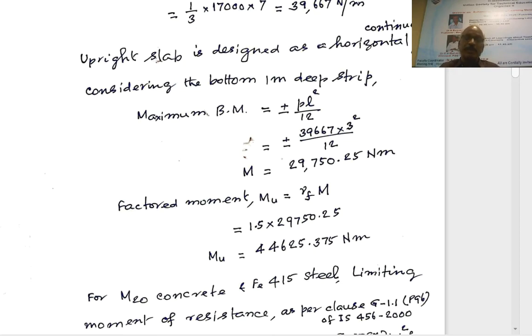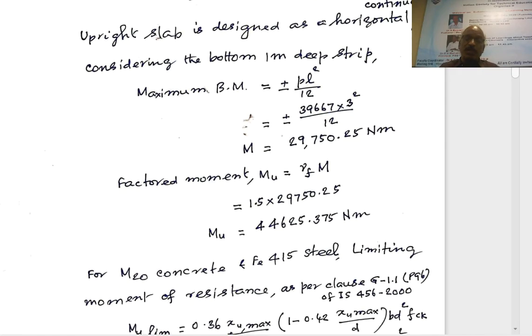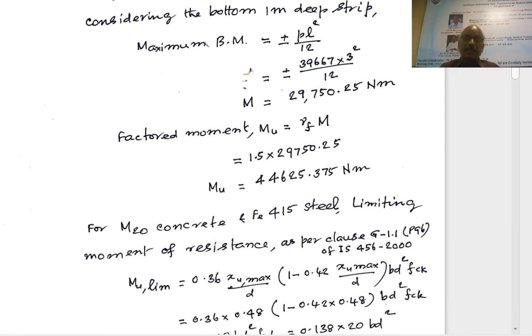So it is a continuous beam, a horizontal continuous slab. Therefore, it is 44,625 point something Newton meter. We have substituted the force in terms of Newton and distance in terms of meter. For M20 concrete and Fe 415 steel, we have to design the thickness.